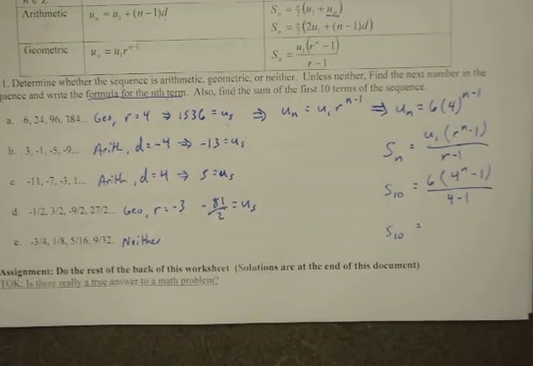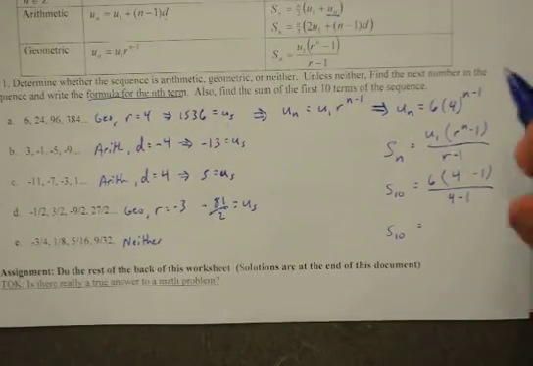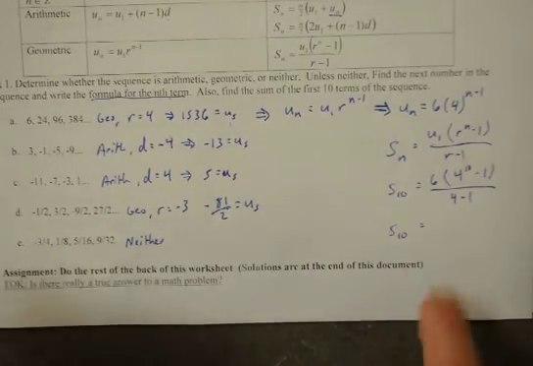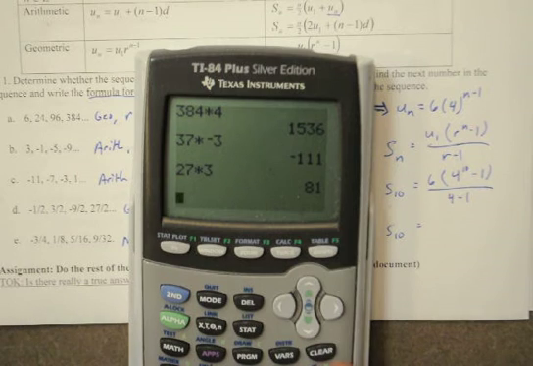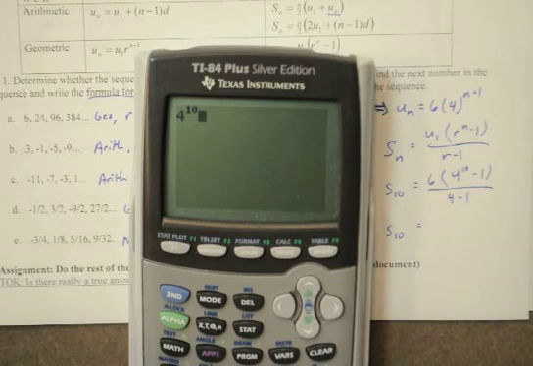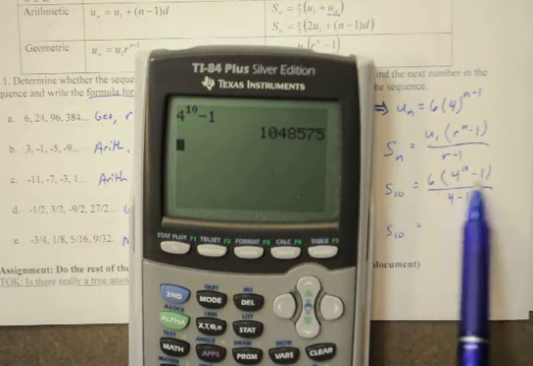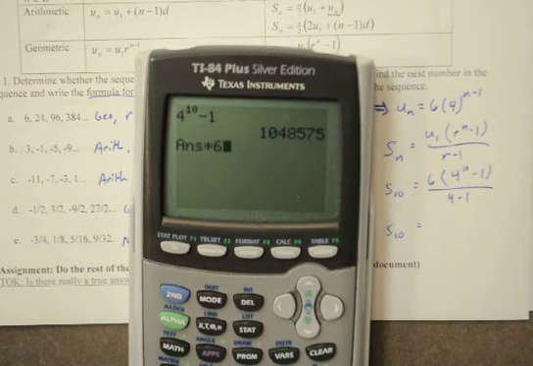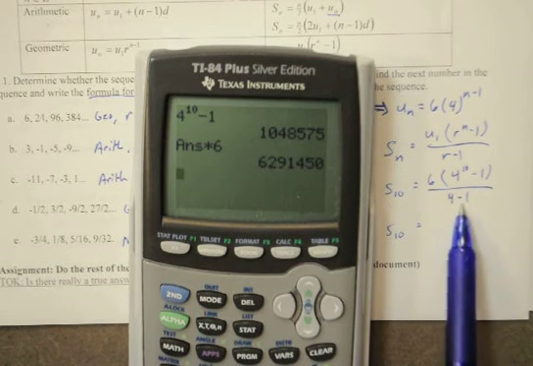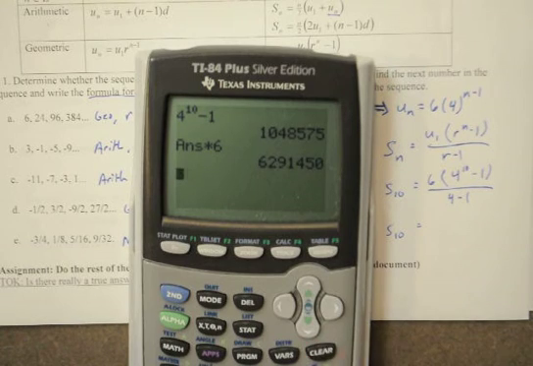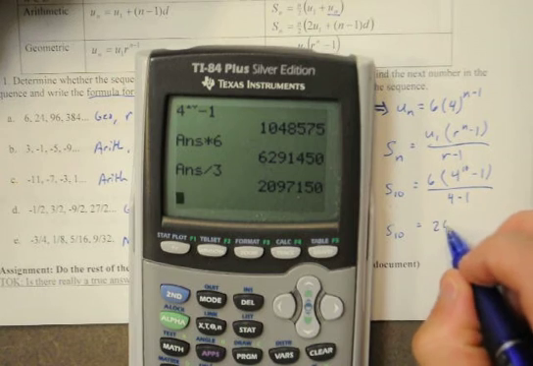So yeah, we can plug in 10 because we know that n is 10 in this case. We want 10 terms. So plug this in your calculator. Work inside the parentheses out. So 4 to the 10th minus 1. That's in the parentheses, times 6, okay, and then divide by 3. 4 minus 1 is 3. Come on, divide by 3. That takes this number and divides it by 3. So it's a pretty big number.